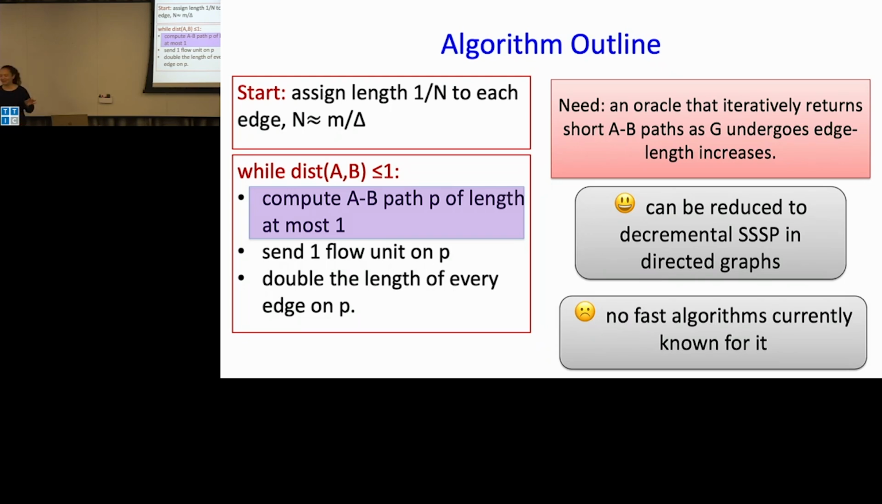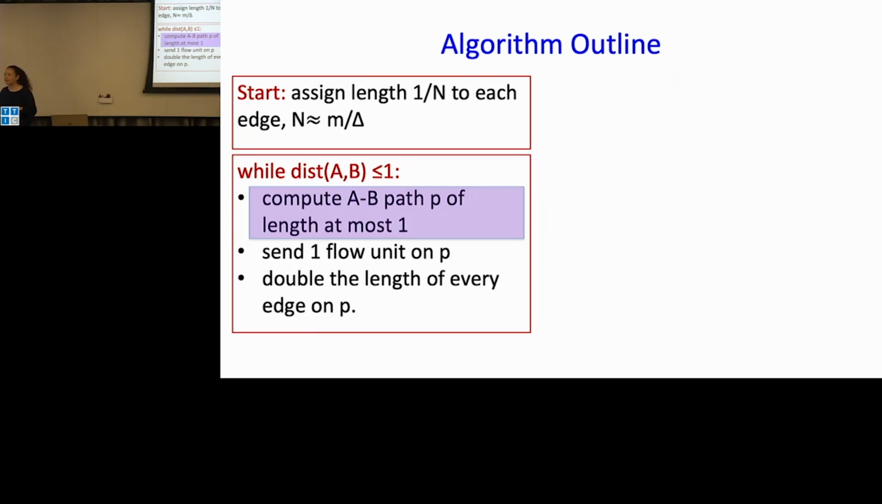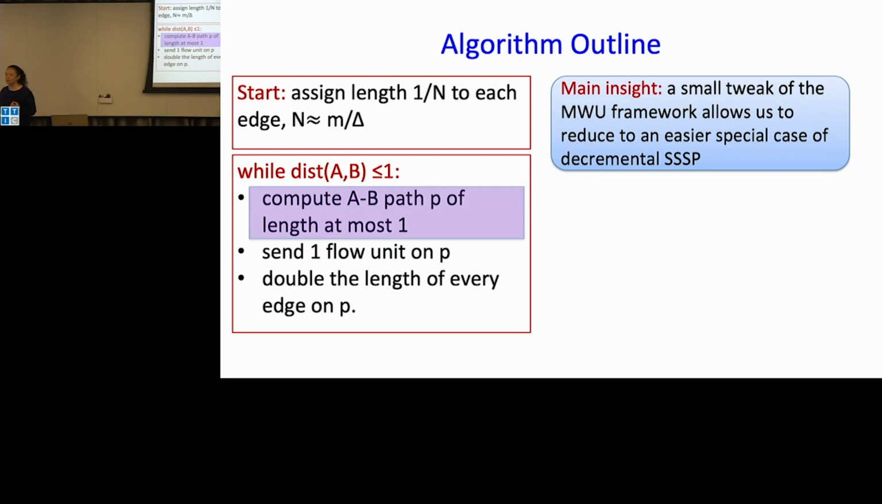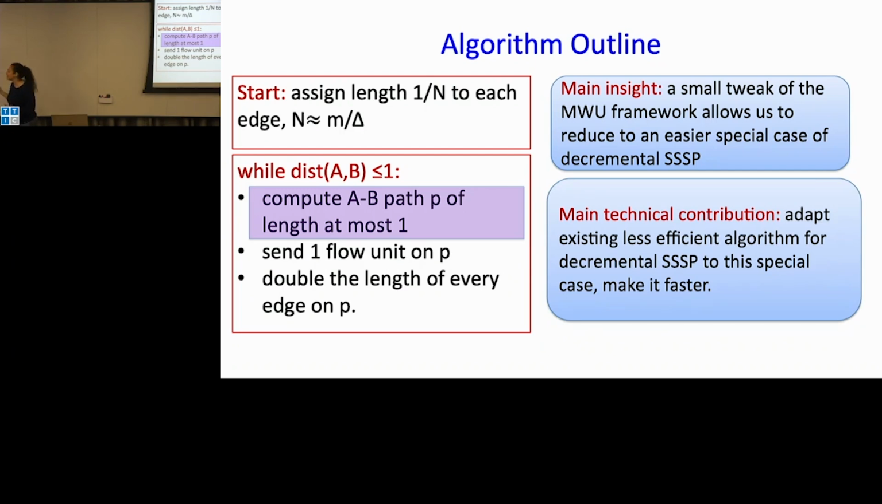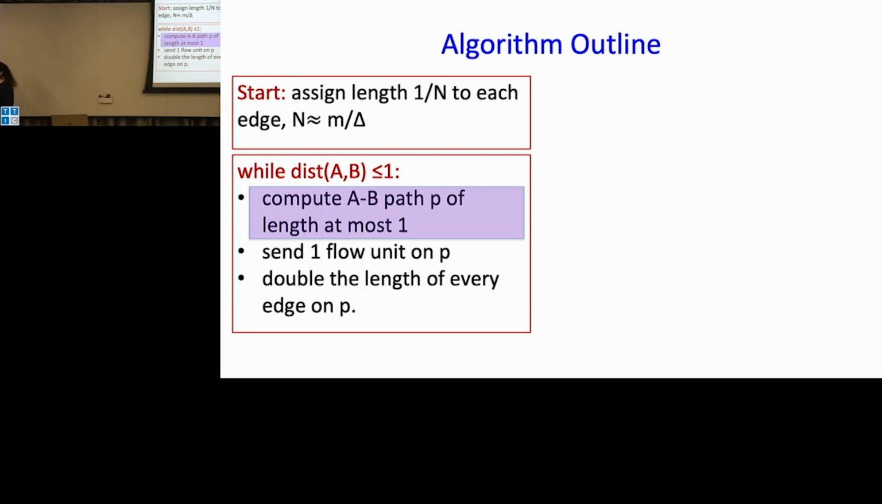So what's the main idea of our SODA paper? The main idea is to notice that we can tweak this multiplicative weight update algorithm just a little bit. And what we get as a result is a special case of decremental single source shortest path, which seems easier. And then what we do, we just take existing algorithms for decremental SSSP in directed graphs, and we tweak it so that in our special case, it's faster. That's all there is.